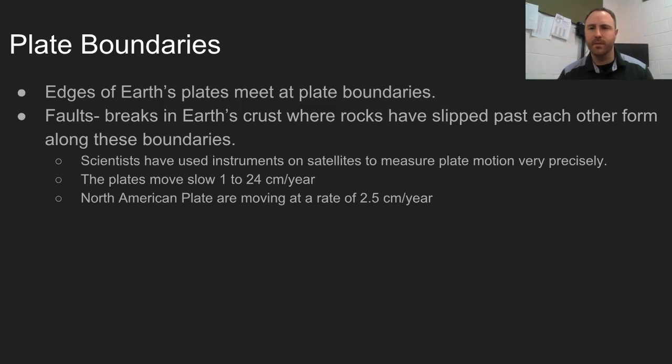This has become very precise. The plates are moving very slowly. Alright, some of you had asked the question, well, are they eventually going to collide with each other?